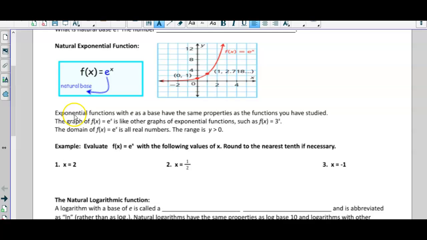Now, the thing I want to point out is exponential functions with e as the base have the same properties as the functions you have studied, so everything we did thus far. The graph of f of x equals e to the x is like other graphs of exponential functions such as f of x equals 3 to the x. The domain of f of x equals e to the x is all real numbers, and the range is y greater than 0. Might be something you want to know.